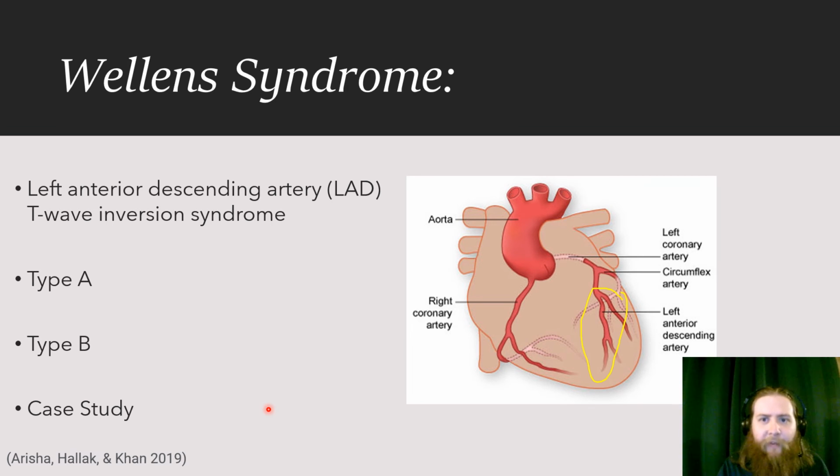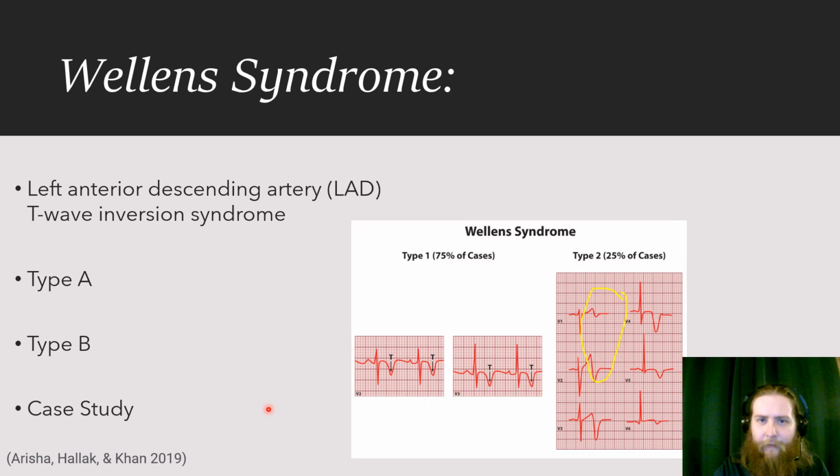There's two types of Wellens syndrome. There's type A and type B. Type A is less common and has biphasic T waves here. As you can see, they're very abnormal compared to a normal ECG. Type B is more common.